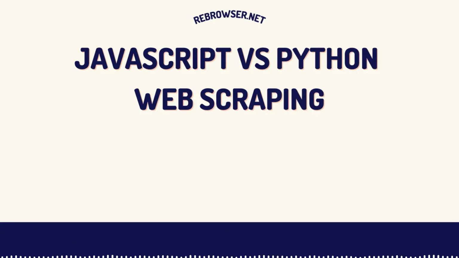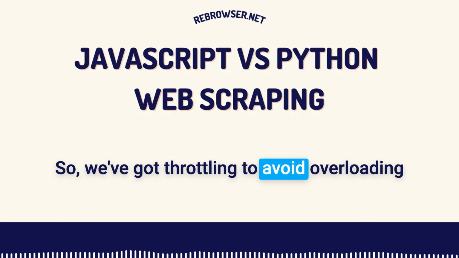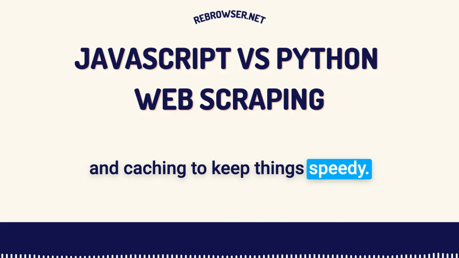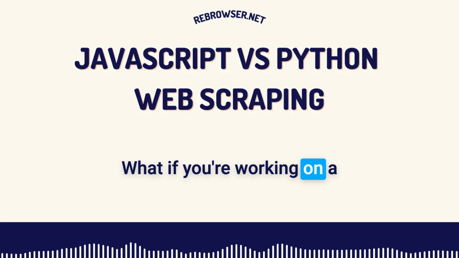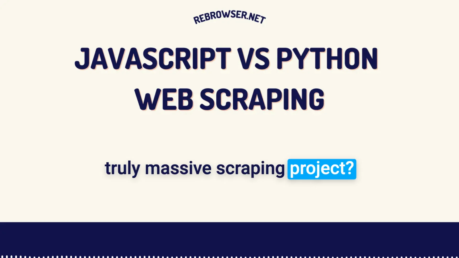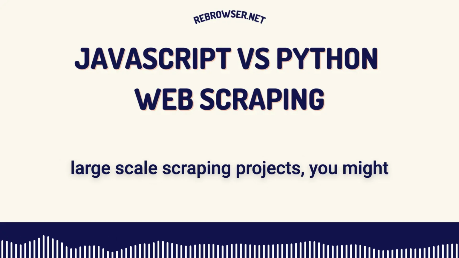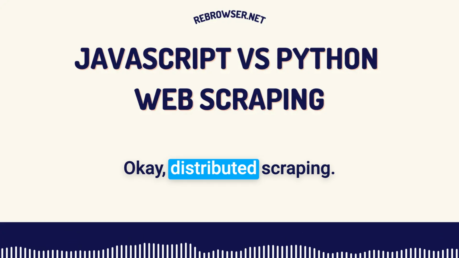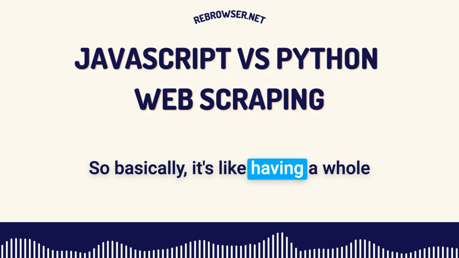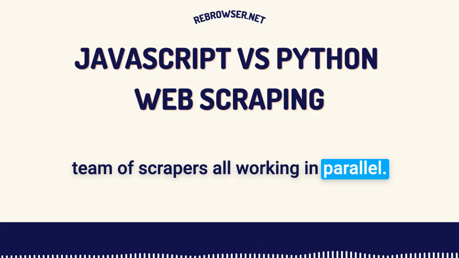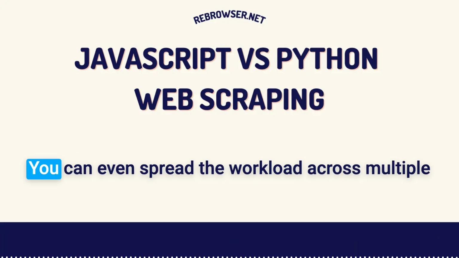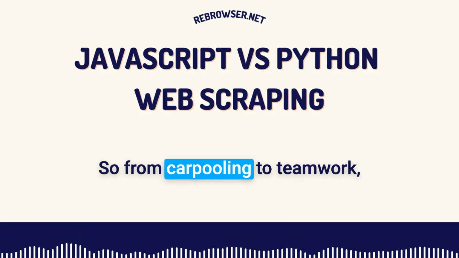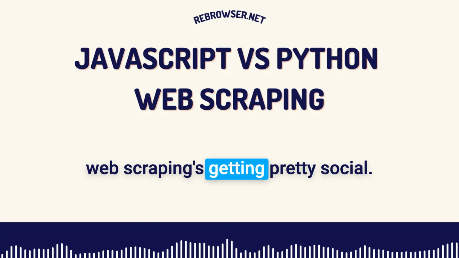Very cool. So we've got throttling to avoid overloading servers, pooling to reuse connections, and caching to keep things speedy. What if you're working on a truly massive scraping project? What do you do then? Well, when you're dealing with those really large-scale scraping projects, you might want to consider distributed scraping. Okay, distributed scraping. What's that all about? So basically, it's like having a whole team of scrapers all working in parallel. Each one tackles a different piece of the puzzle. You can even spread the workload across multiple computers to really speed things up. So from carpooling to teamwork, web scraping's getting pretty social.